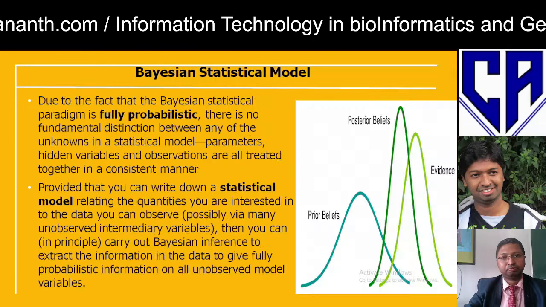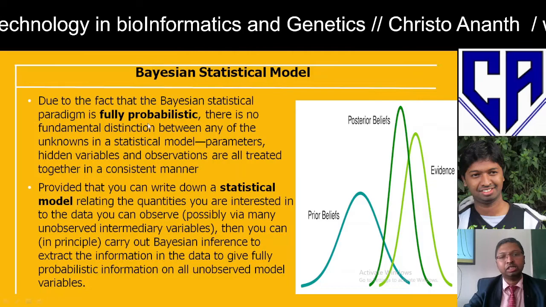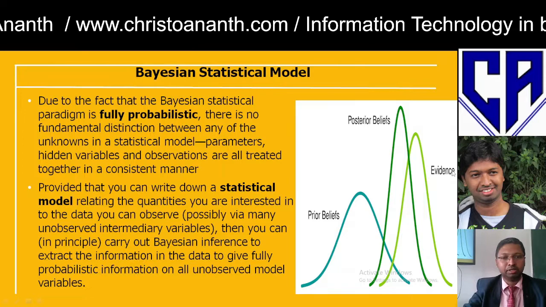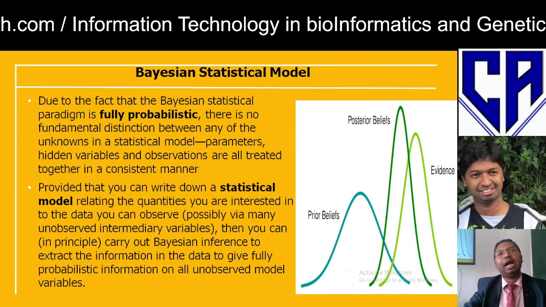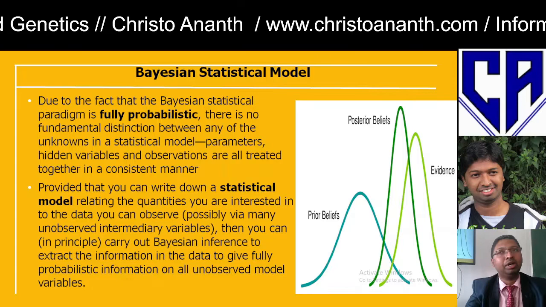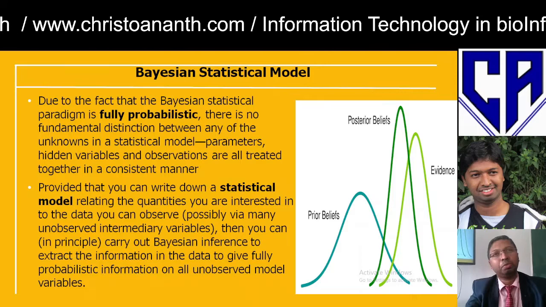And this is the Bayesian statistical model. As you can see, the Bayesian statistical model is fully probabilistic. We have prior beliefs, posterior beliefs, and then there is an element of evidence which connects both the prior and posterior beliefs. Here we would be building a statistical model with the advantage of the Bayesian methods. Of course, bioinformatics and synthetic biology definitely help to provide better solutions, but with the advantage of Bayesian methods, we are able to build a more probabilistic model and get accurate results.